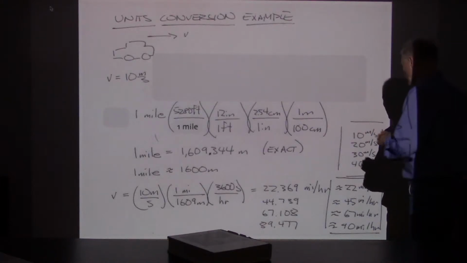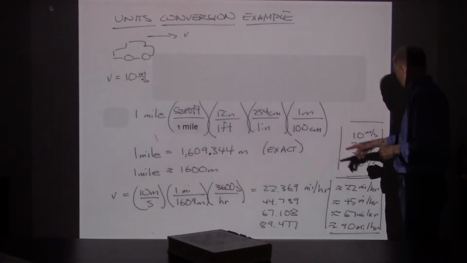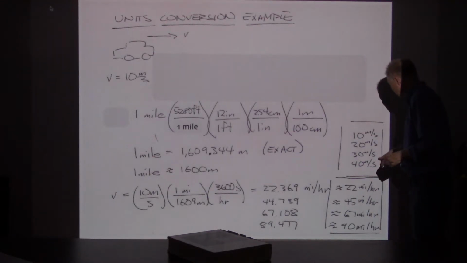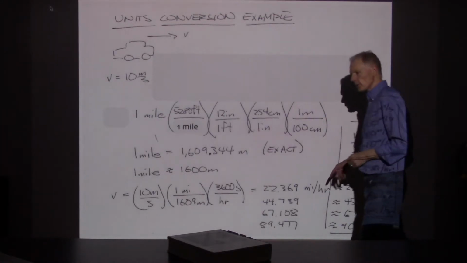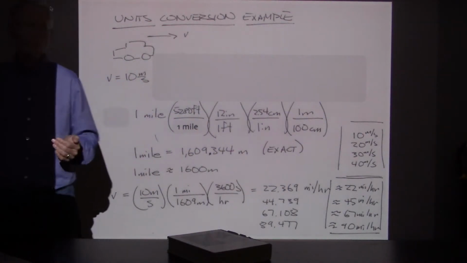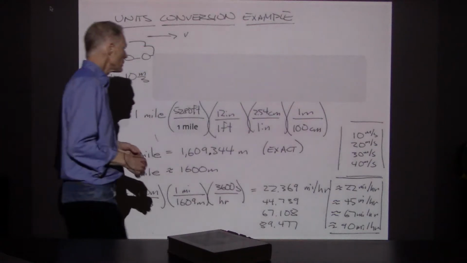20 meters per second, if I double that, is going to be about 45, 30 meters per second is about 67, and 40 meters per second is about 90 miles an hour. So you can think of it this way, 10 meters per second, that's how you're supposed to drive, like in a school zone where you're slowing down watching for the kids.